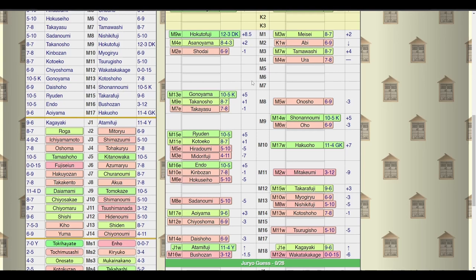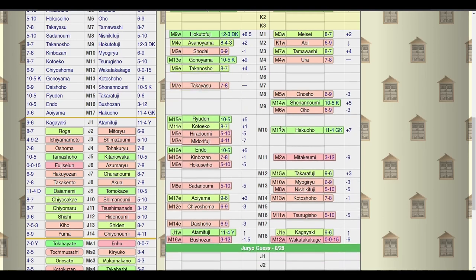Ganayama should take the tiebreaker here, so he's going to move up. Takeyasu will go back up to 7 East because, as you can see, there's just hardly anyone around him, but he can't go higher than that again because of his losing record. So let's make those moves.